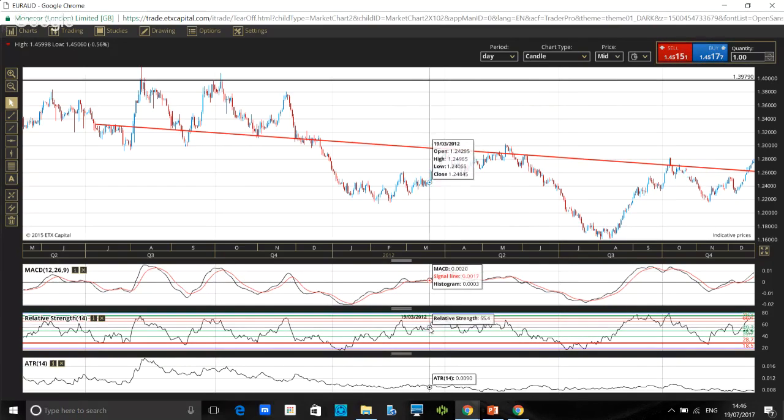Now here, if you look at this point there, RSI had bounced off.